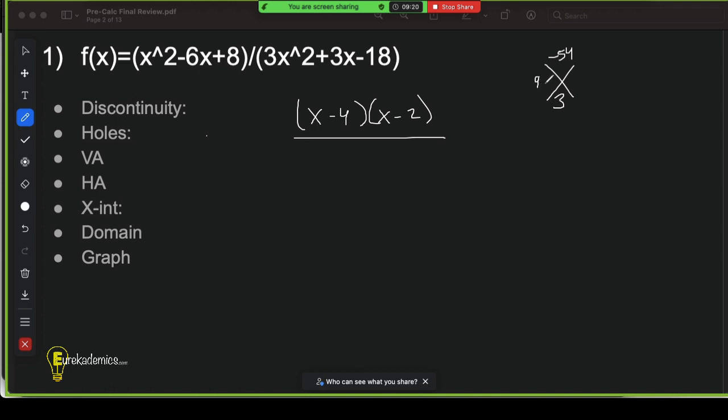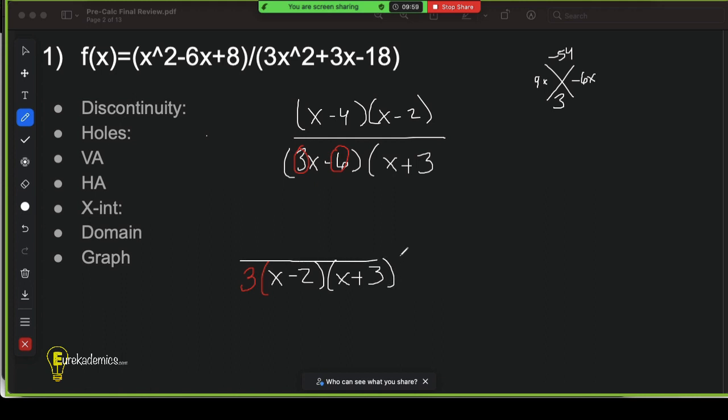But this is the clue, 9x minus 6x. So then we finally get 3x minus 6 versus x plus 3. Then I check, can I cancel anything out? Unfortunately, not yet, but this 3 is very suspicious, so I'm going to take it out. If I take out a 3, I would be left with x minus 2, which matches that other one, x plus 3.